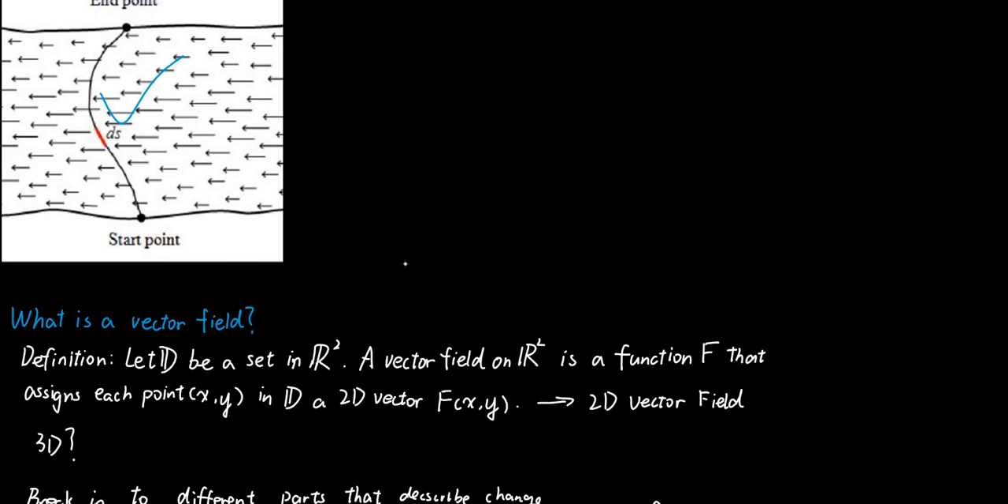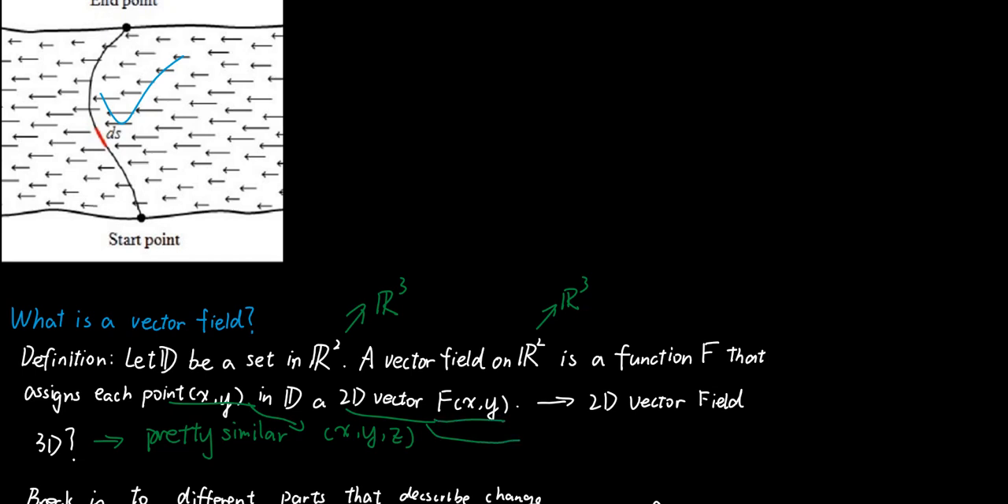But what about a 3D vector field? Well, it is pretty similar to that of a 2D vector field, except R squared should become R cubed, and point (x, y) should become (x, y, z), and a 2D vector F(x, y) should become a 3D vector F(x, y, z).